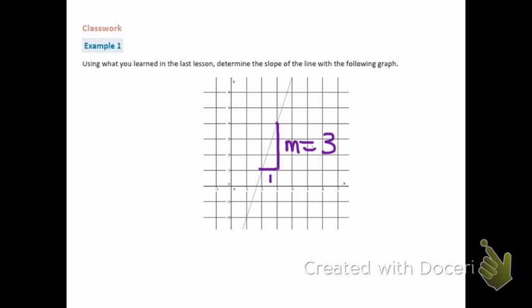I could have taken all of this down to the origin, right here. You know, I could have used my transparency and moved it over there and read the slope directly on the y-axis, m equals 3. Okay, let's look at example 2.